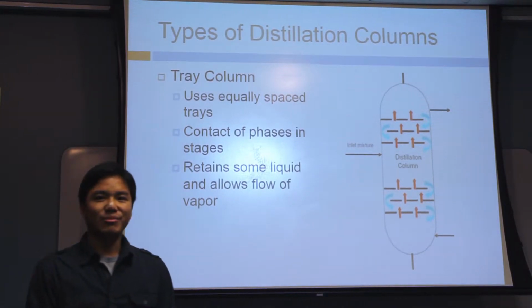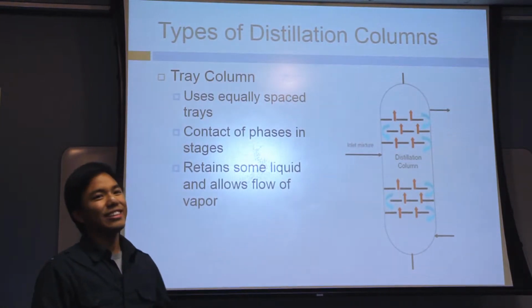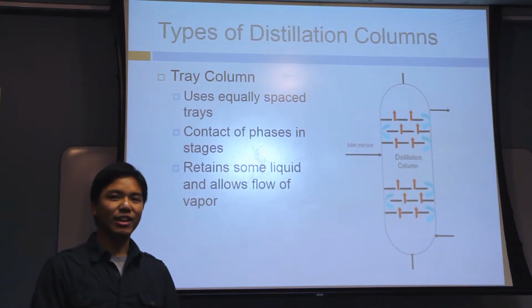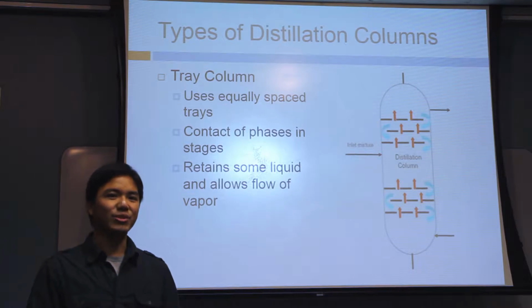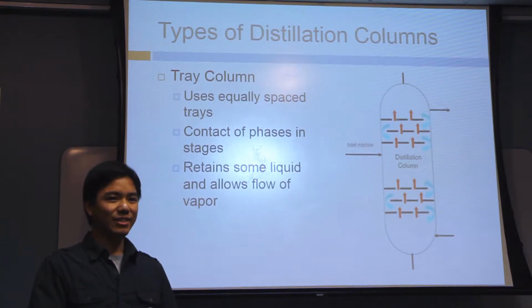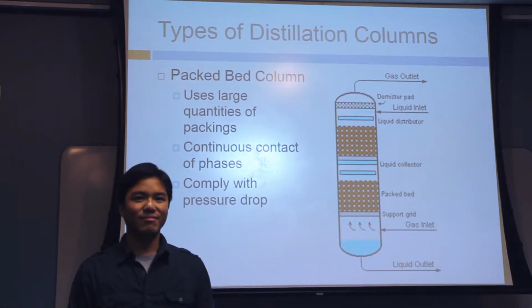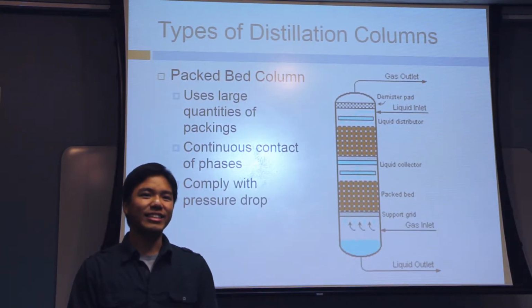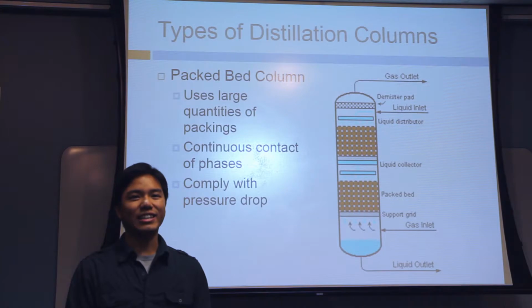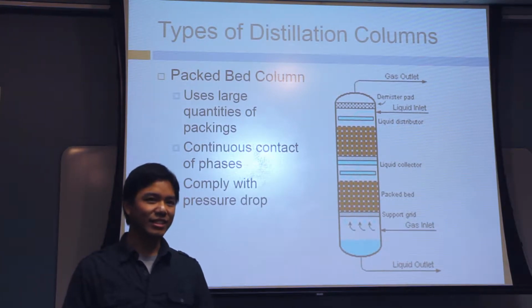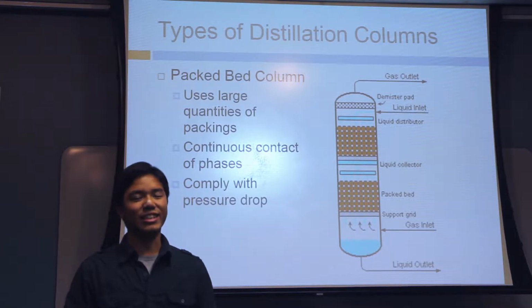The first type of distillation column are tray columns. As you can see inside the picture, there are trays that are equally spaced within the column. Here, the contact of the phases is in steps or stages. How it works is that it retains some of the liquid, but still allows it to flow down with gravity, and also allows the vapor to rise towards the top to provide the contact. The second type of distillation columns are packed bed columns. Instead of trays, it uses packings. Here, it allows for the continuous contact of the two phases. These two types of distillation columns have different characteristics, and this presentation will go more into detail about it. And now, Kyle will talk about how to pick between a tray or packed column.